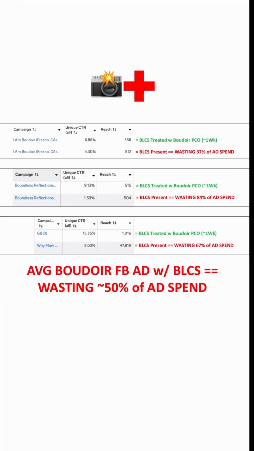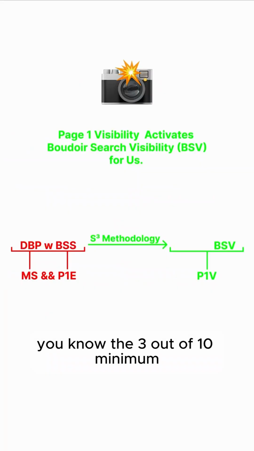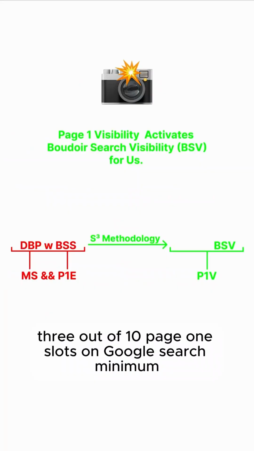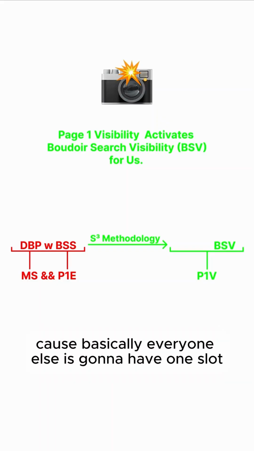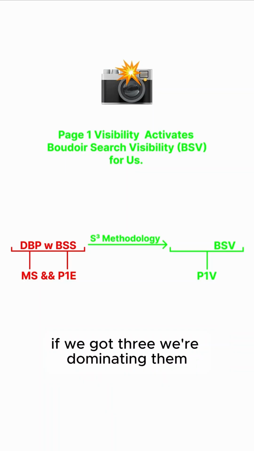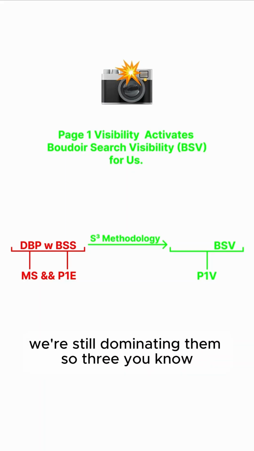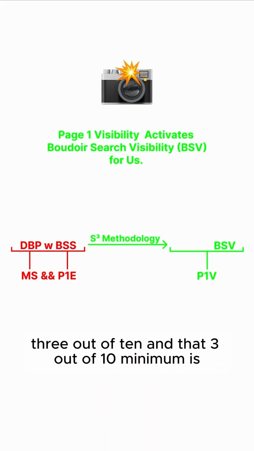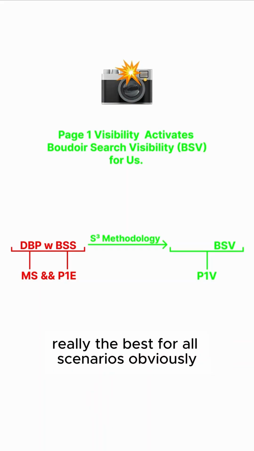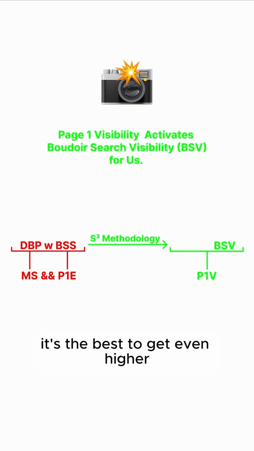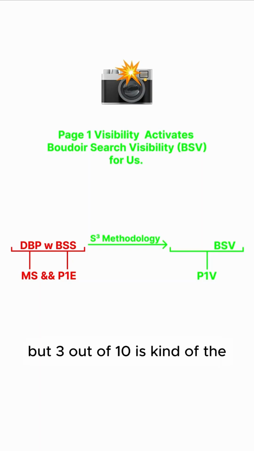The minimum is 3 out of 10 page one slots on Google search, because basically everyone else is going to have one slot. If we got 3, we're dominating them. And in the ultra rare chance someone has 2 slots on page one, well, we're going to have 3. We're still dominating them. So 3 out of 10 minimum is really the best for all scenarios. Obviously, it's best to get even higher, but 3 out of 10 is kind of the minimum where we want to get to.